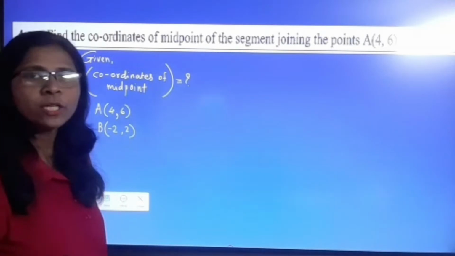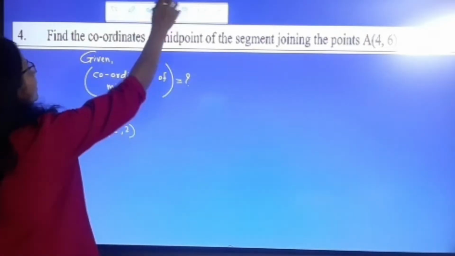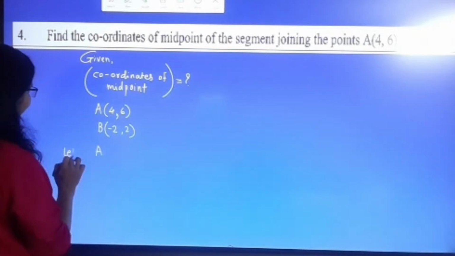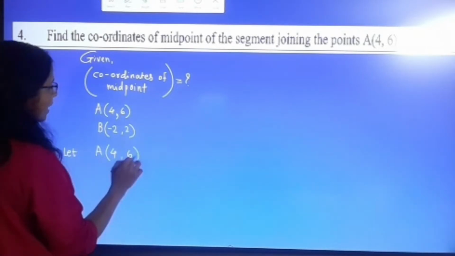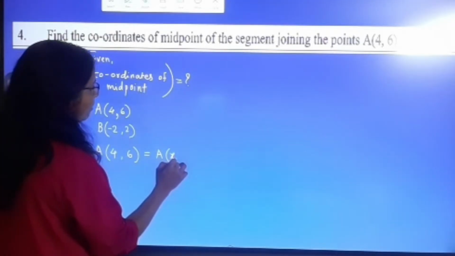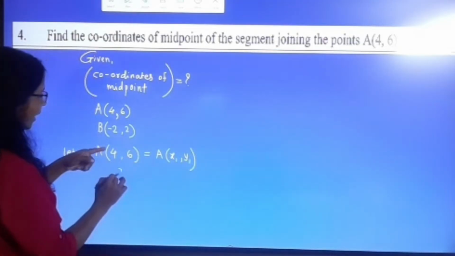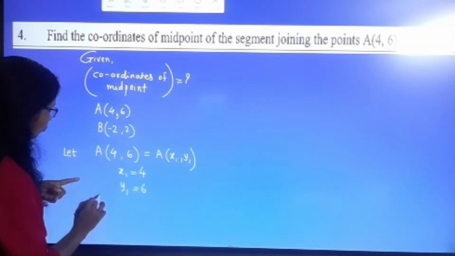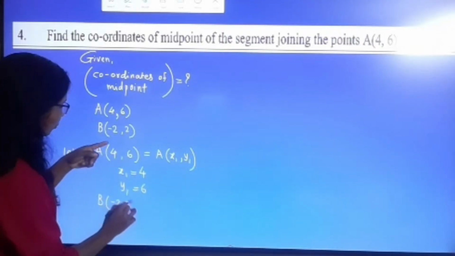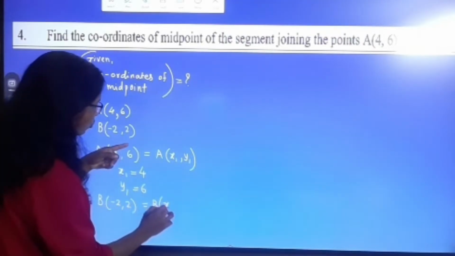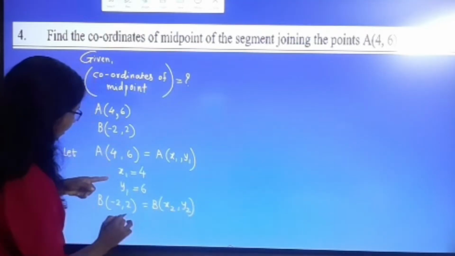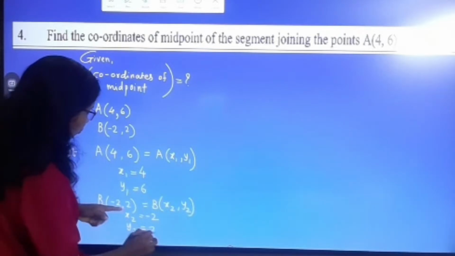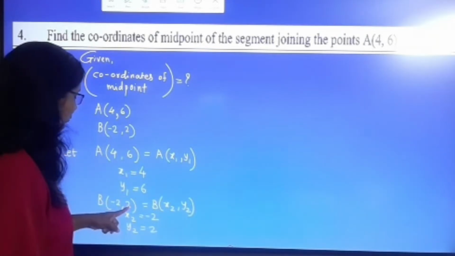Okay students, now here students, I consider the first point A(4, 6) as A(x1, y1), and that means x1 is equal to 4, y1 is equal to 6. And in such a way B(-2, 2), I consider as B(x2, y2), and that means here x2 is equal to -2, y2 is equal to 2.